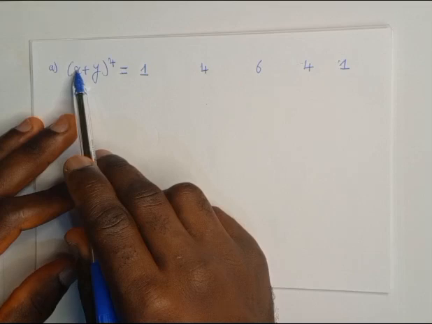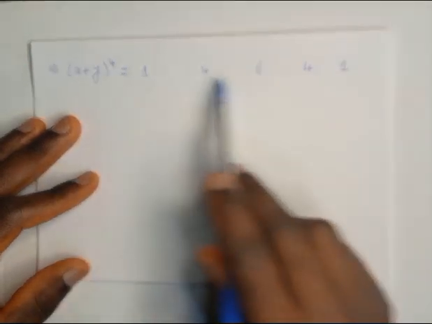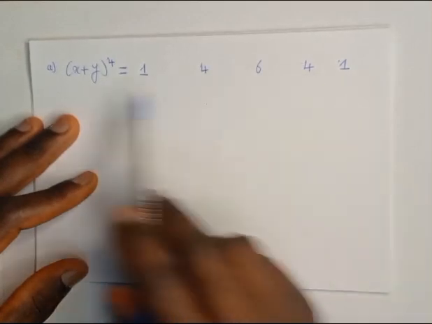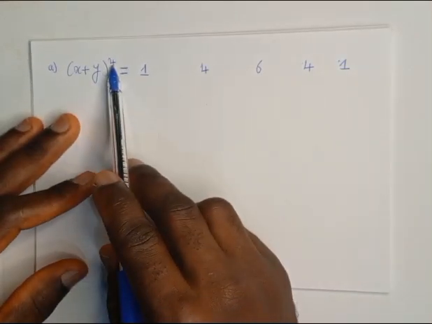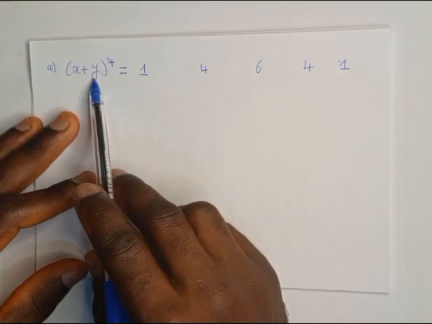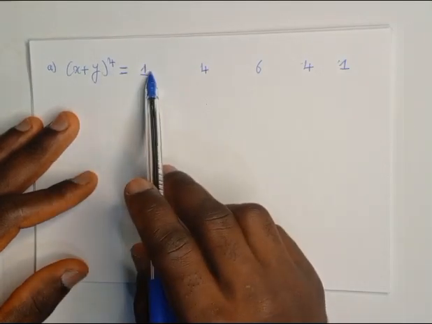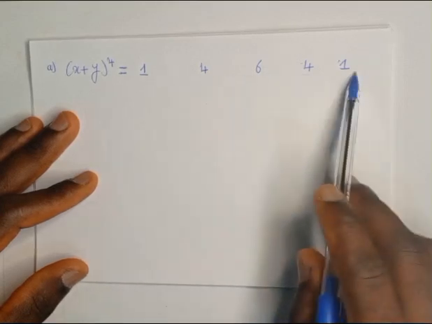Now, for us to write out the terms of this expansion, we know for the first term, the power of the first term reduces as we move from the left to the right. It starts from the highest power, which is 4, and it reduces to 0, while the powers of the second term start from 0 and move up to the highest power, which is 4.